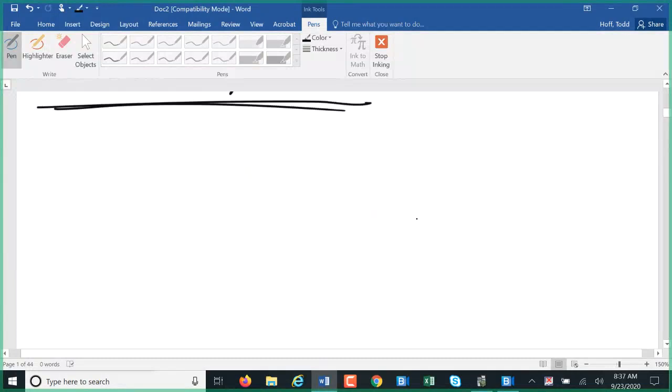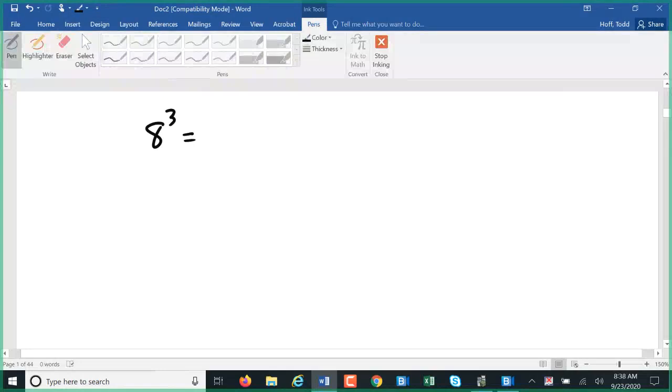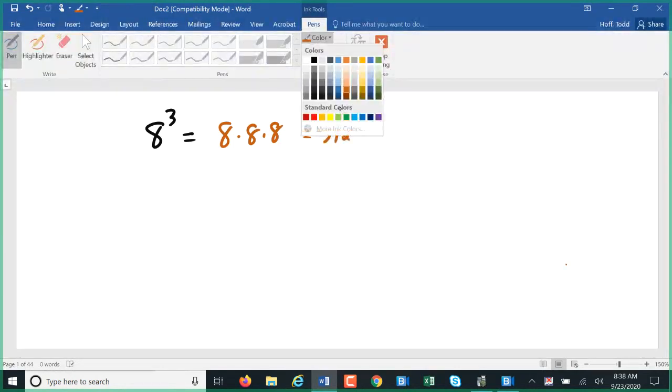So our last topic I want to talk about here for Unit 2 is things that look like this. Of course, what does that mean? 8 to the power of 3. How would we calculate it? 8 times 8 times 8. That's 8 to the power of 3, and it means that we have 3 eights multiplied together. Comes out to be 512.